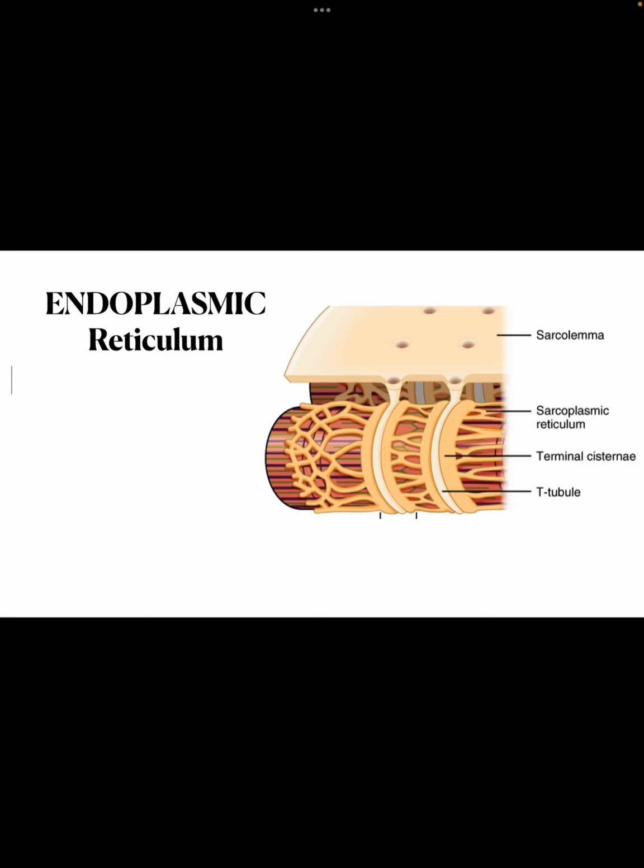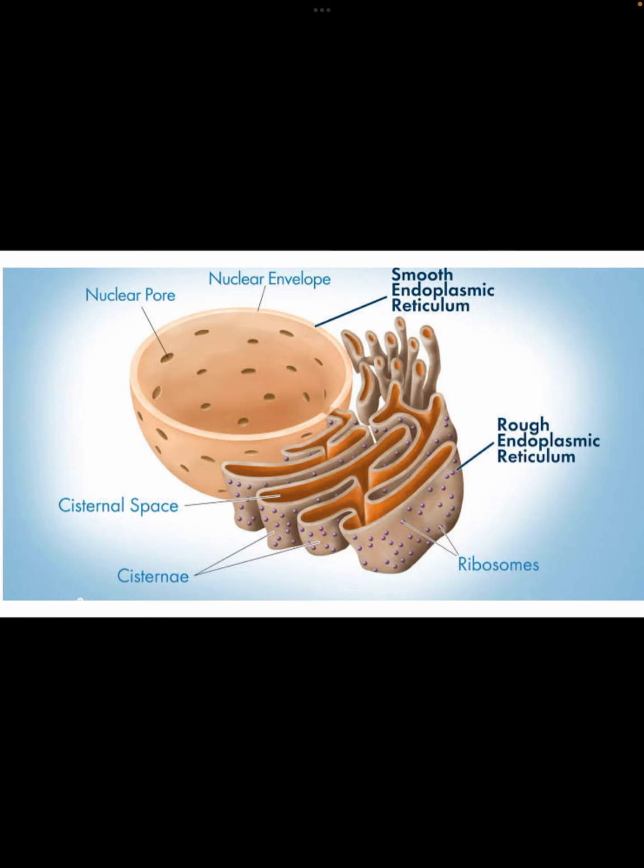In endoplasmic reticulum, there are two types: rough and smooth. Rough endoplasmic reticulum is attached with ribosomes. Smooth endoplasmic reticulum has no ribosomes. It is formed by interconnected tubules. Rough endoplasmic reticulum is responsible for synthesis of proteins. Smooth endoplasmic reticulum is responsible for synthesis of lipids and storage of calcium, and detoxification takes place.